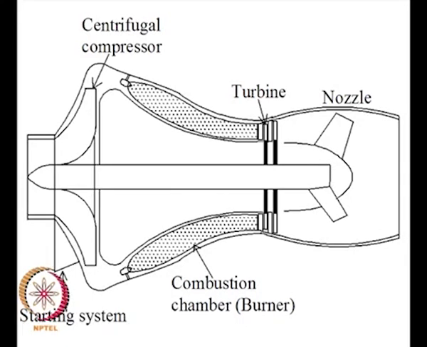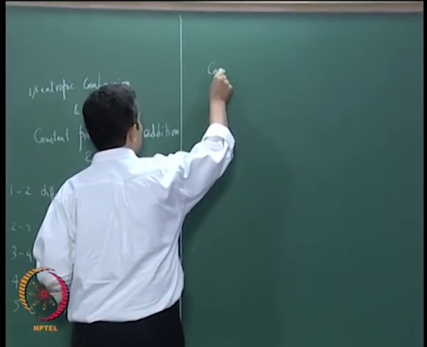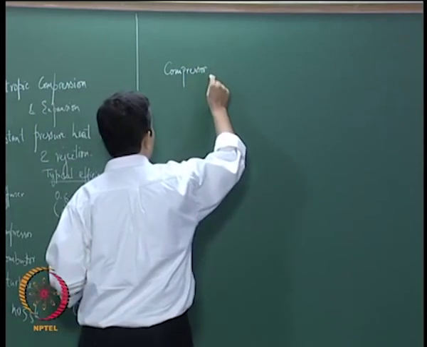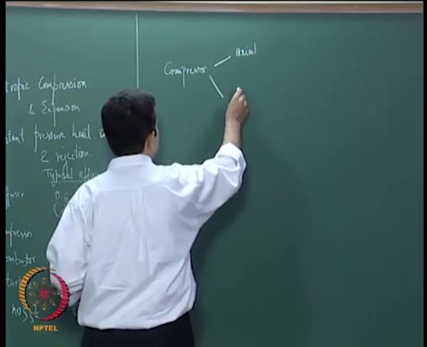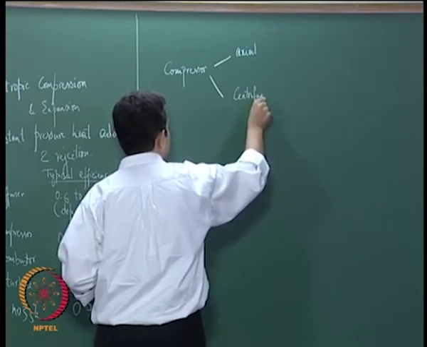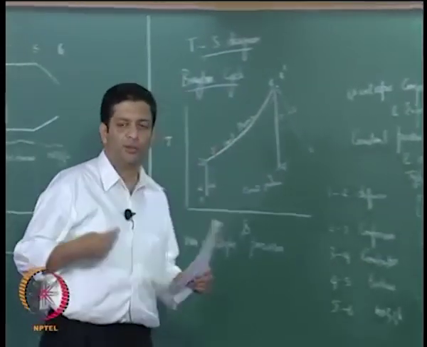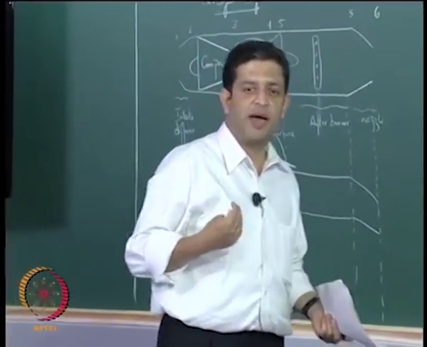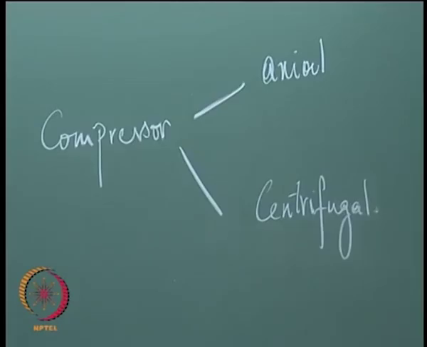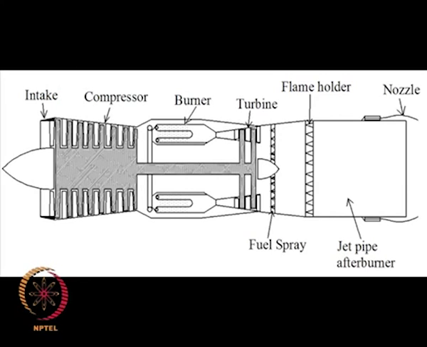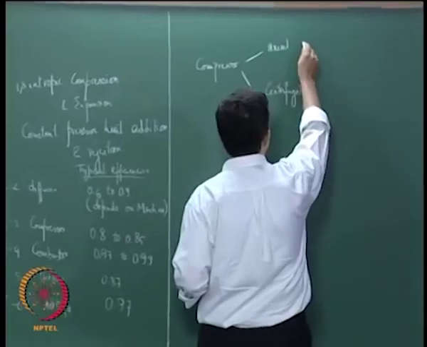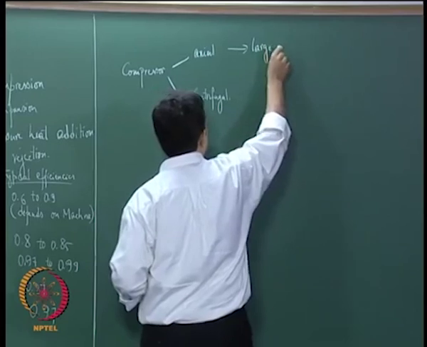So for a compressor, we have two choices, that is, compressor can be either axial or centrifugal. What is the difference between the two? What do you think is the change from axial to centrifugal? Notice one thing, that if you take a look at this engine, there is only one stage of centrifugal compressor, whereas in the axial compressor there are many stages here, okay. So one is, the axial compressor has a large number of stages.